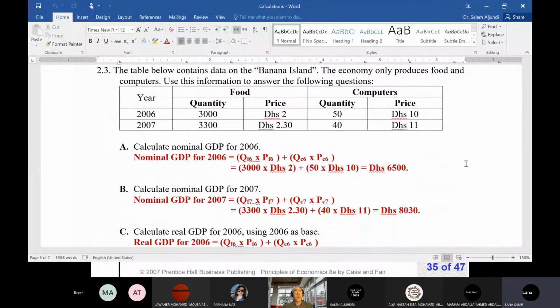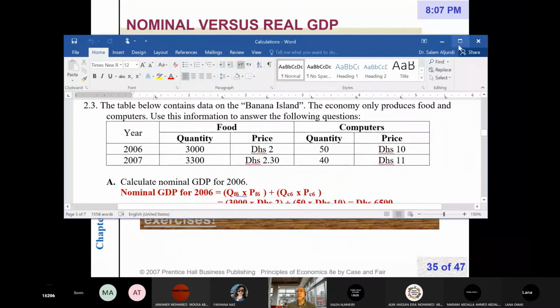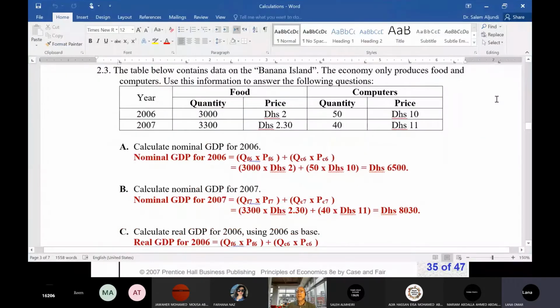Let me start with Lana. Lana, assalamu alaikum. Alaikum assalam, doctor. Could you help me? I am seeing the number of the slide at the same time. It's technology. Let me see what happened here. Doctor, because the window of the word is smaller than maybe.